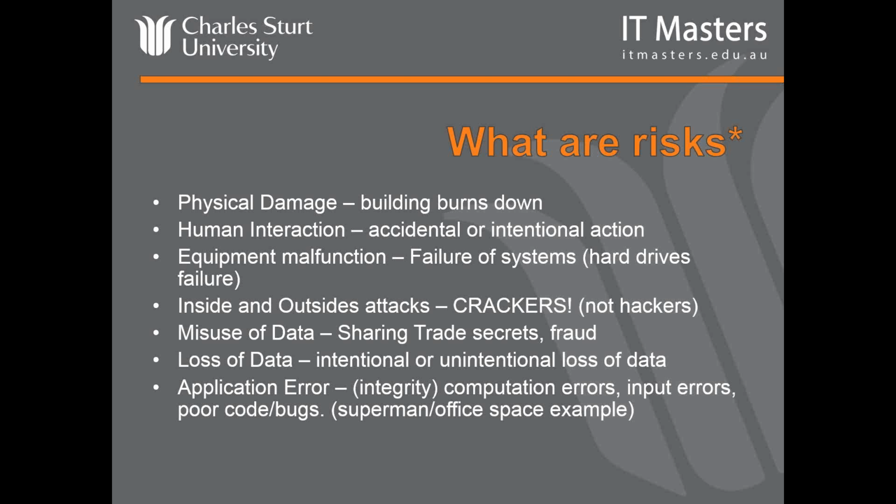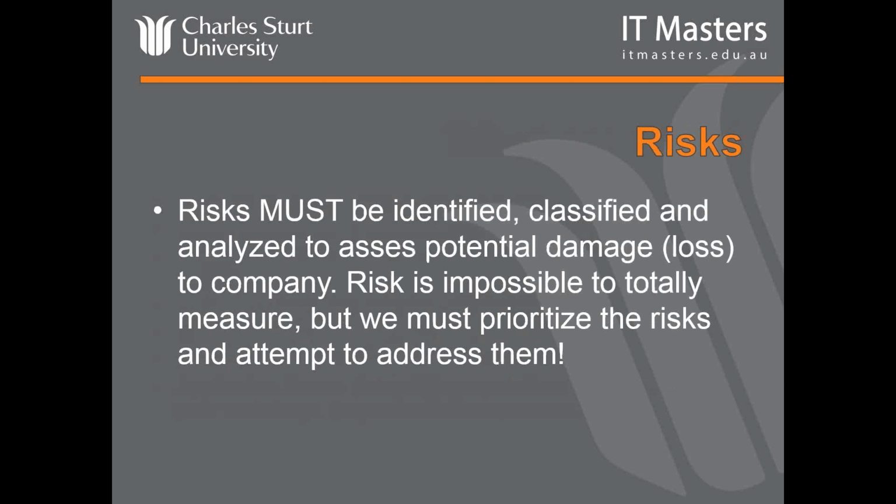Application errors, poor coding, bugs, computational errors, all that stuff are risks. Risks need to be identified, classified, and analyzed. We need to know what they are before we can react to them. And we can never measure everything. We can get a good probability. There are no absolutes in all of this. What we can have is a risk range.